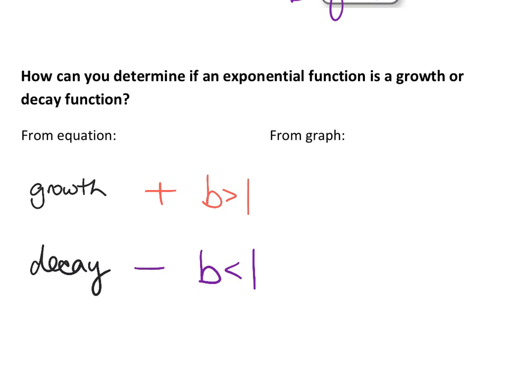Now, if I'm given a picture of a graph, how will I know if it's growth? What will it look like? It will be above the asymptote, because these are real life examples, but it will be going up away from it. What would decay look like? It'll be going down, decreasing from left to right, still above the asymptote, because these are our real life scenarios.